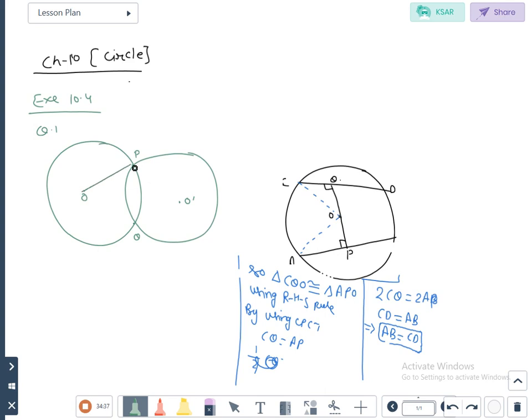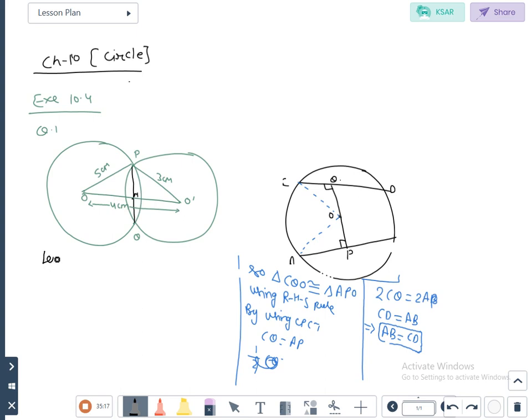What is given to you? Their radii are given to you. First is 5 centimeter and for the second circle the radius is 3 centimeter. And the distance between their centers is 4 centimeter. Then find the length of the common chord. So that is the common chord for both the circles. Let it intersect at point M.